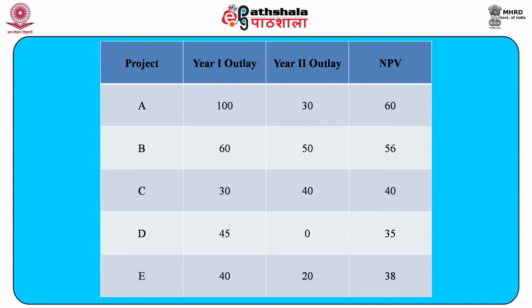Additional information. A. Budget constraints for the 2 years are: year 1 rupees 2 lakh, year 2 rupees 1 lakh. B. Projects B and C are mutually exclusive. C. Out of projects D and E, at least one must be selected. D. If projects A and D are accepted together, then the total cost will be reduced by 5% while NPV will increase by 10%. E. Surplus funds, if any, of the first year can earn 15% return and can be used in the second year. F. Cost of capital is 10%.